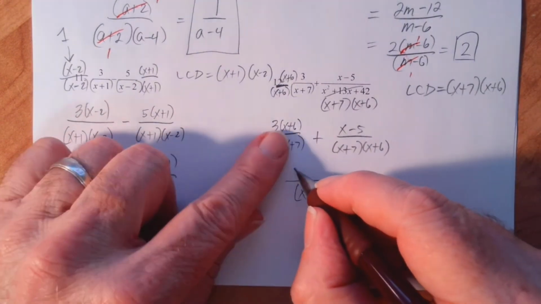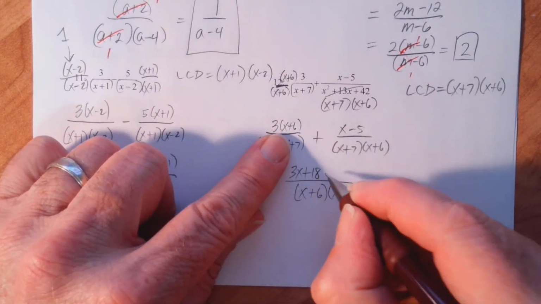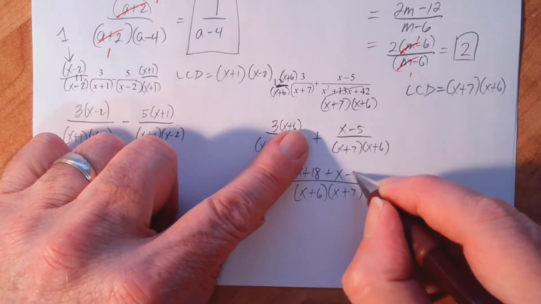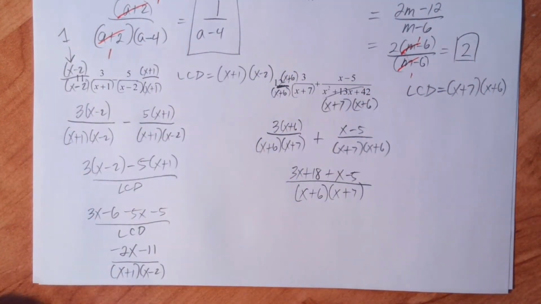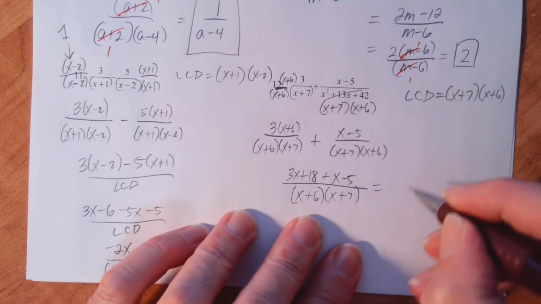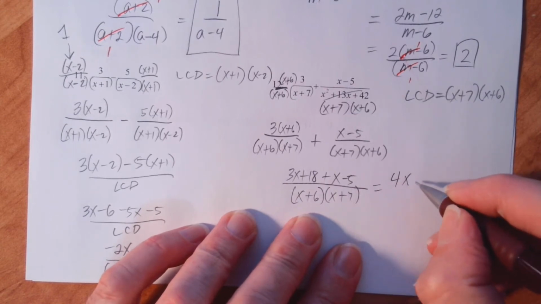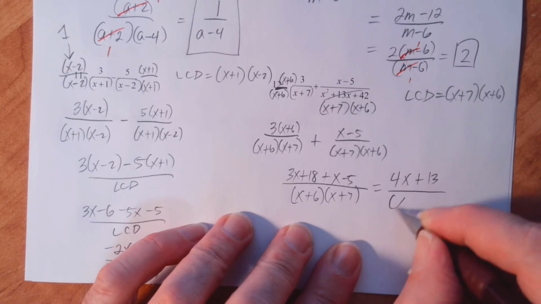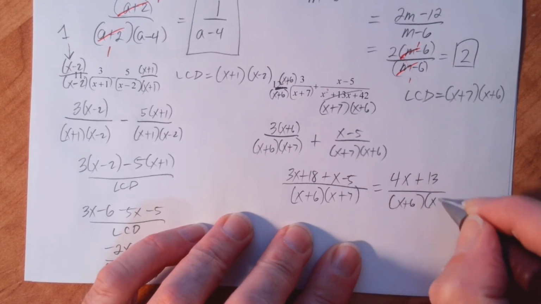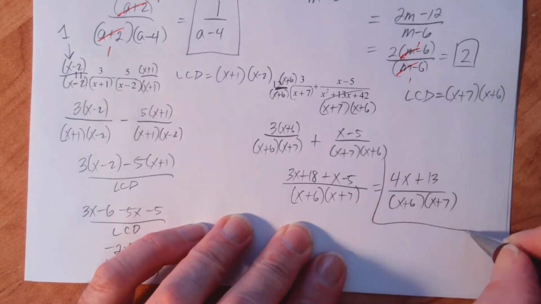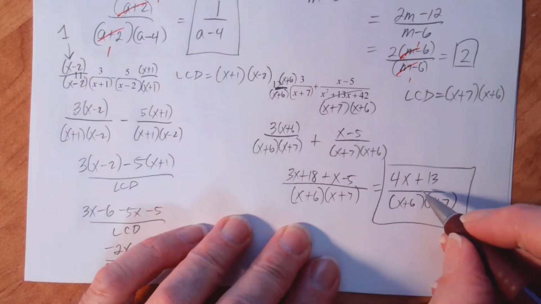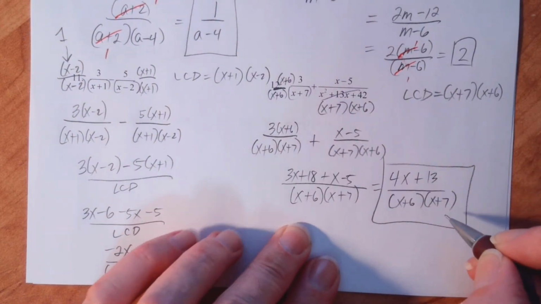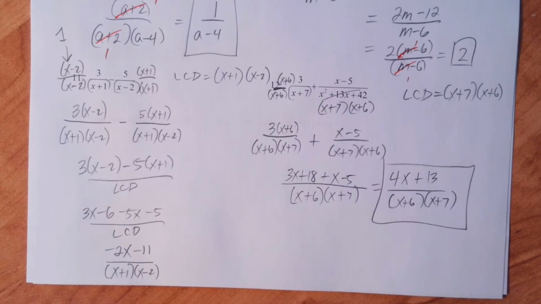We're going to have 3x plus 18 plus x minus 5. So we're going to end up here with 4x plus 13 over x plus 6 over x plus 7. Notice there's nothing I can factor out of the numerator, and we're done.